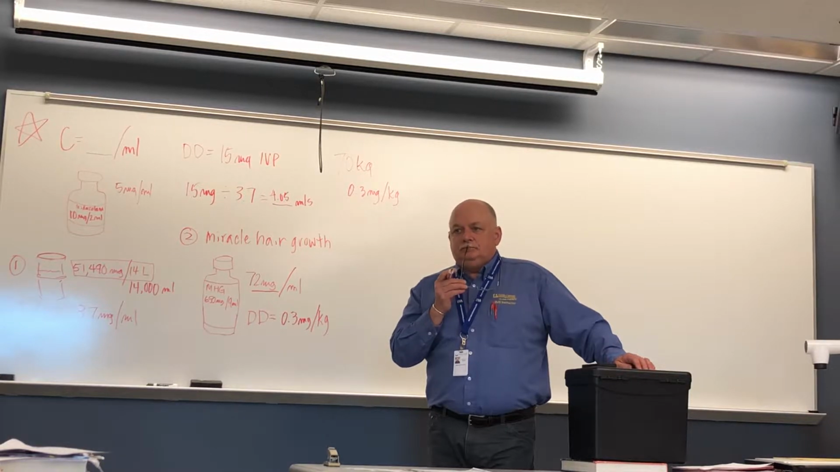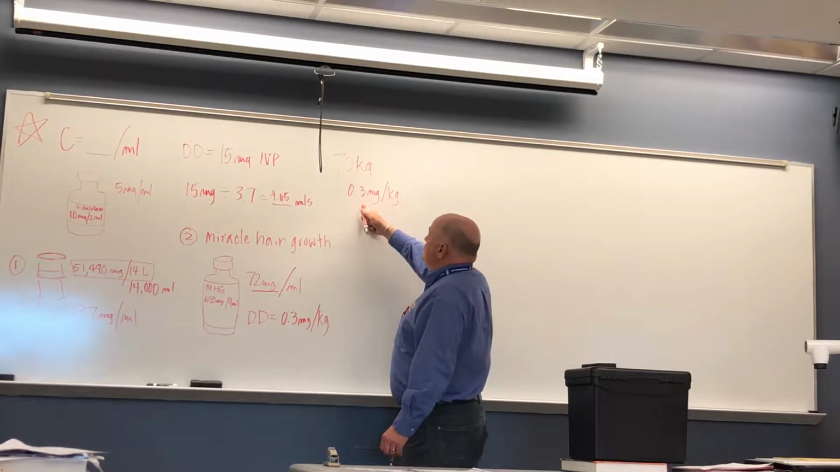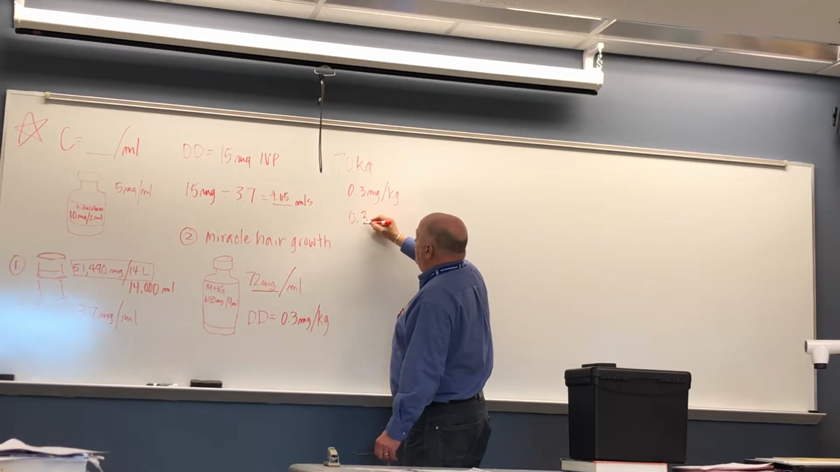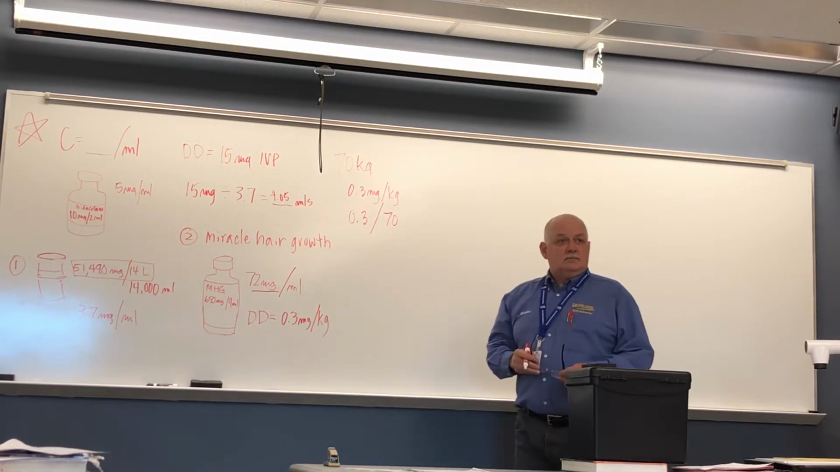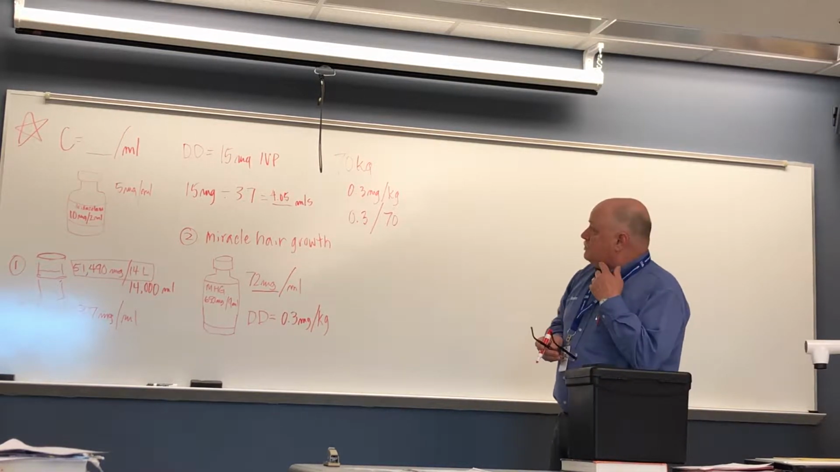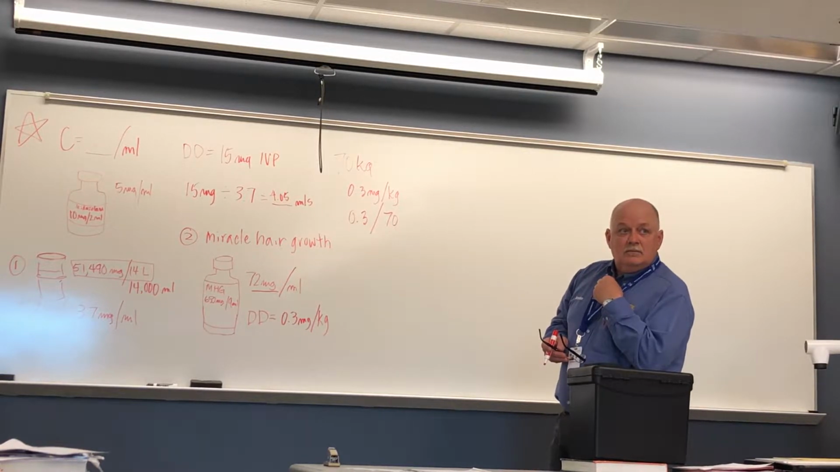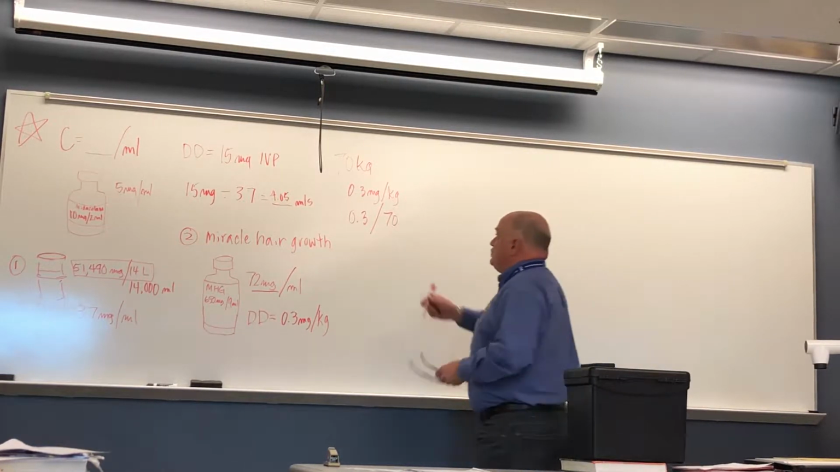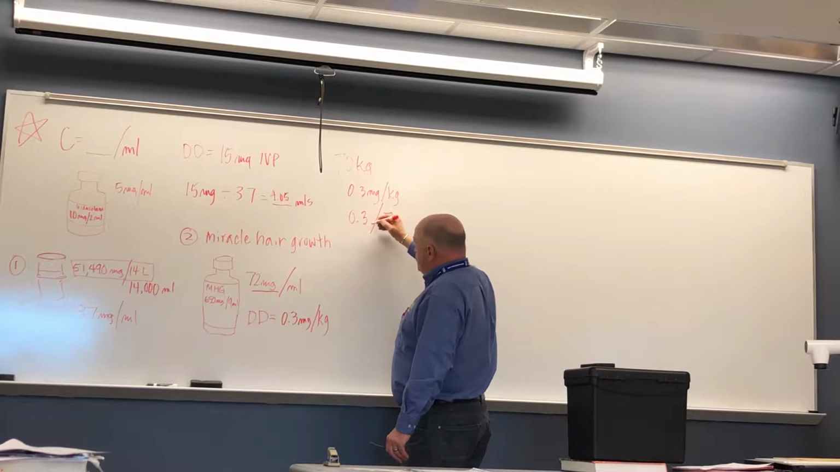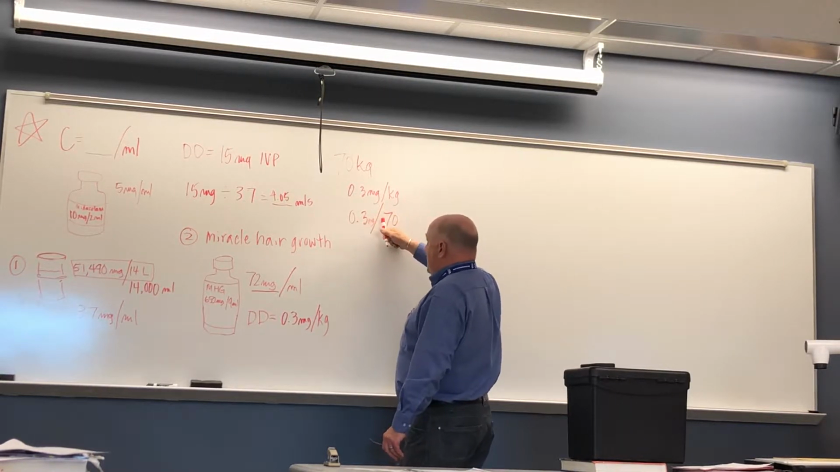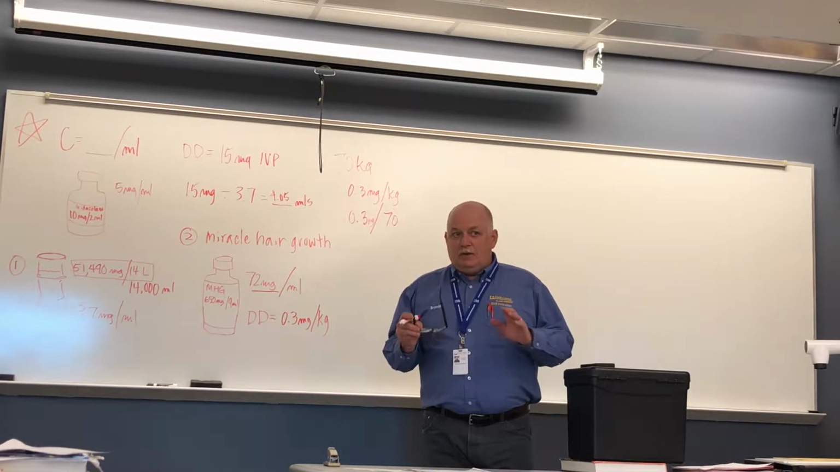How'd you get there? 70K times 0.3 milligrams. So you just went 0.3 times 70. Because he gets 0.3 milligrams for every kilogram. So there's your 0.3 milligrams times 70. 21 milligrams. Everybody got that? Is everybody clear on that?